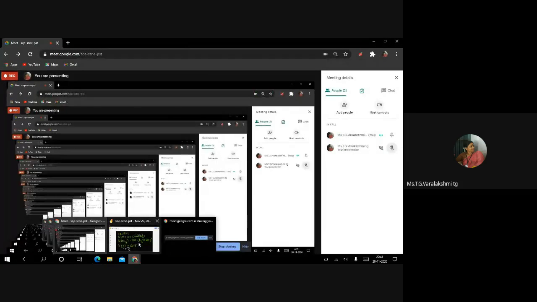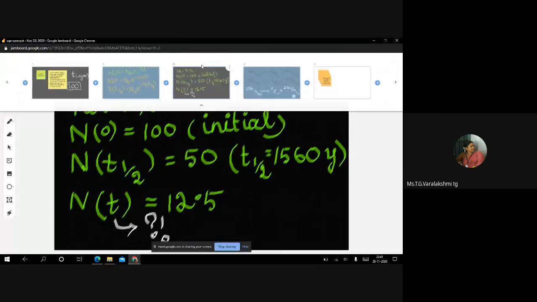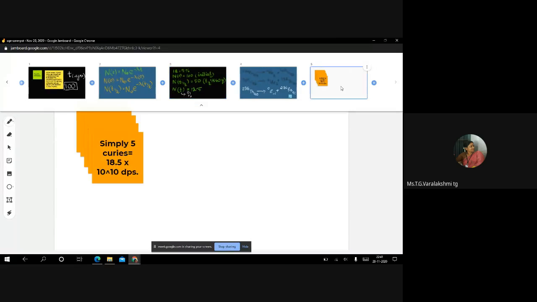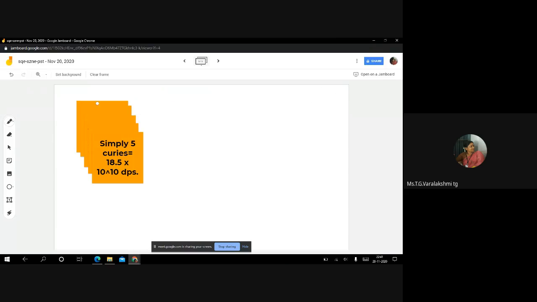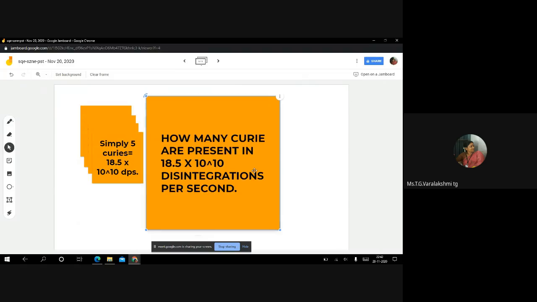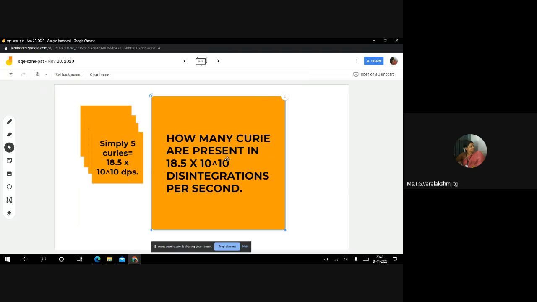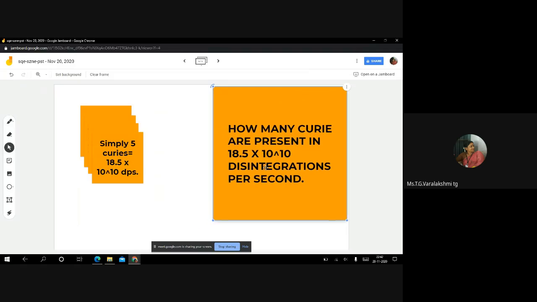We will have another question, let me choose this question. Right. Now the question here, how many curie are present in 18.5 into 10 power 10 disintegration per second? Just go through the question. How many curie are present in 18.5 into 10 to the power 10 disintegration per second?